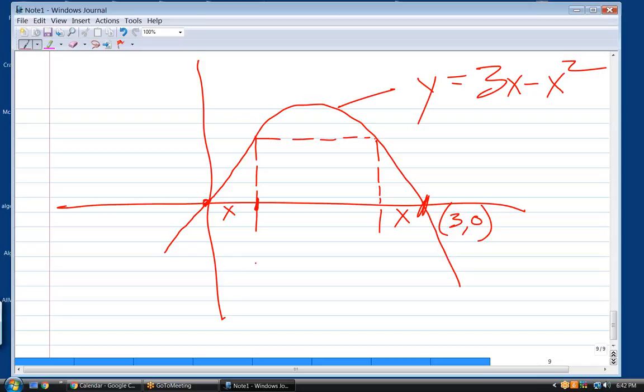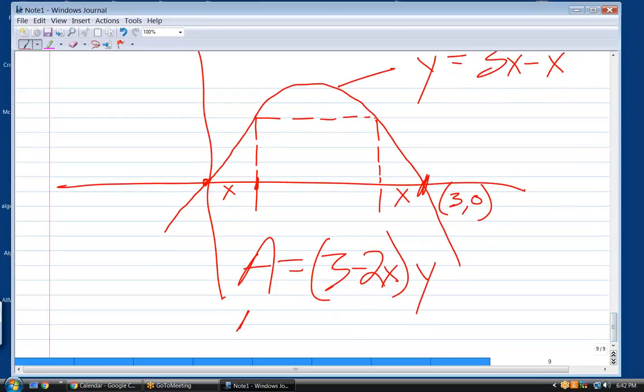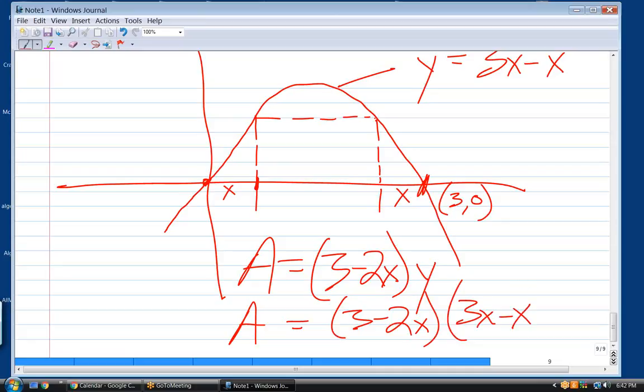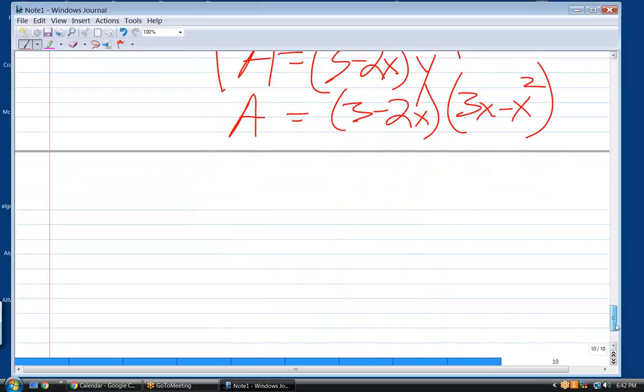Okay? Now, what's the area equal to of that rectangle? 3 minus 2x. Good. That's the hard part. Times y. What's y? 3x minus x squared. Multiply those out. Take the first derivative.